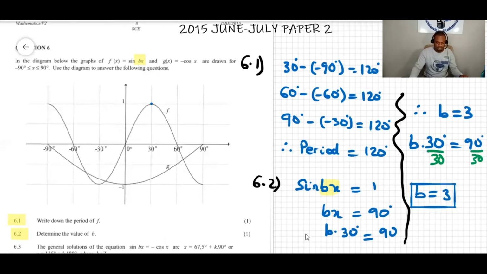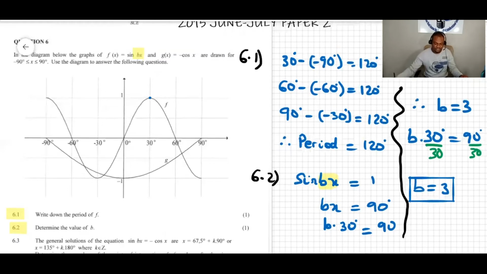Thank you. And then question 6.3 says the general solution of the equation sin bx is equal to negative cos x is x equal to negative 67.5 plus k times 90 degrees, or x is equal to 135 degrees plus k times 180 degrees, where k is an integer. k is an element of the set Z, which is the integer set. The question tells us already what the general solution is. We can see that it's like this one or that one.